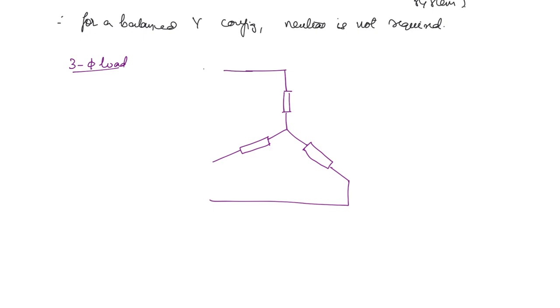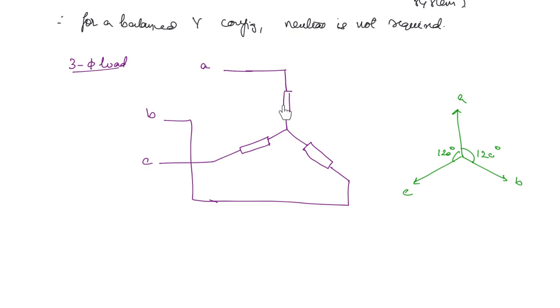Okay. So this we take as A, this we take as B, and this we take as C. So why are we not randomly taking this as B and this as C? Because we are just trying to ensure that, see, this is A. If this is A, then B should be lagging by 120 degrees and C should be leading A by 120 degrees. So just to get this uniformity, we draw like this.